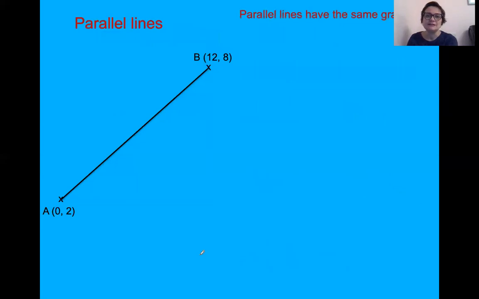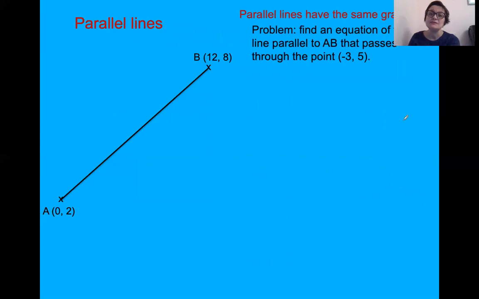Let's have a look at another example. Now the parallel lines. Remember, parallel lines have the same gradient. It's exactly the same gradient, but it doesn't mean that C is the same for both of them. So if you are given an example like this one, you need to find the C, the y-intercept, for the second line. The question says, find an equation of the line parallel to AB that passes through the point (-3, 5). So this is the second line, passing through this point.